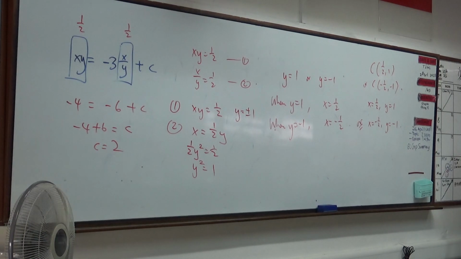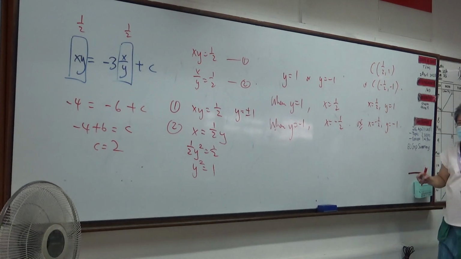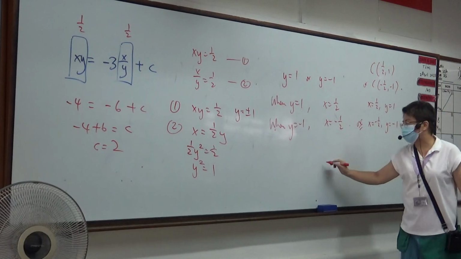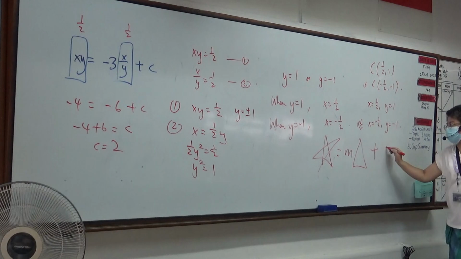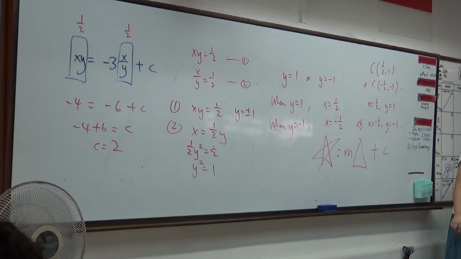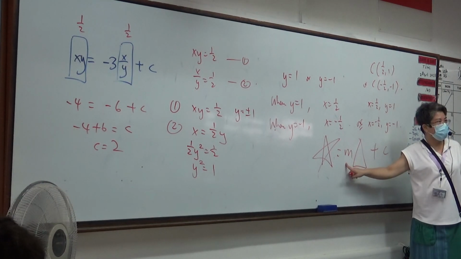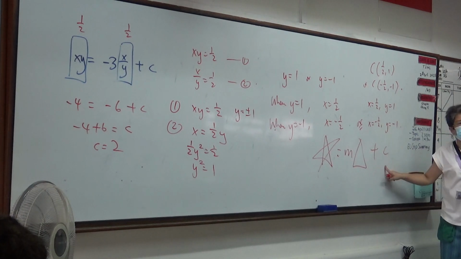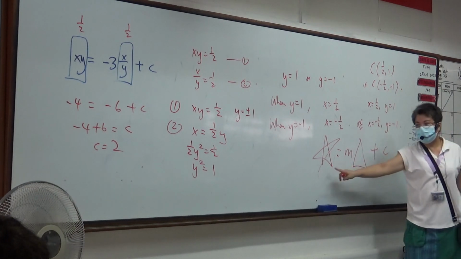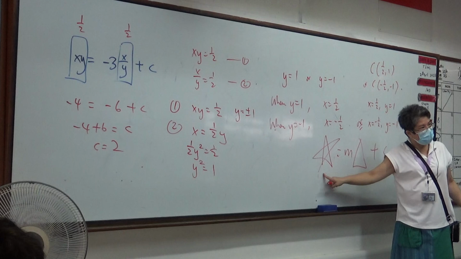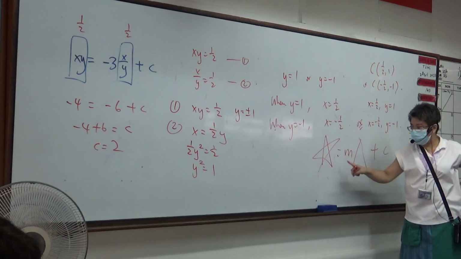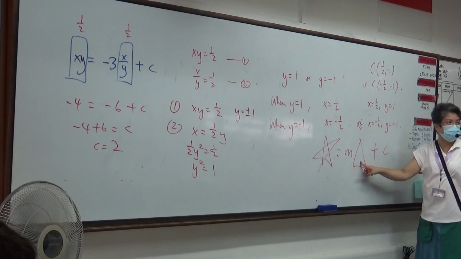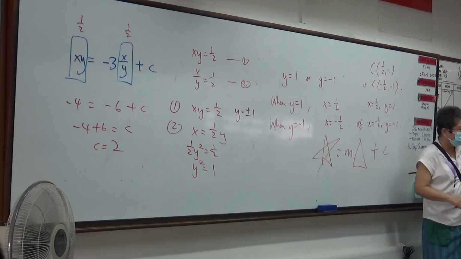Are we okay here? Now, what is the moral of what I'm doing today? Today you must know Y equals M X plus C. What's that? M stands for what? Gradient. What does C stand for? The intercept. Y stands for the vertical variable, and X the horizontal variable. Are you all clear? Okay.